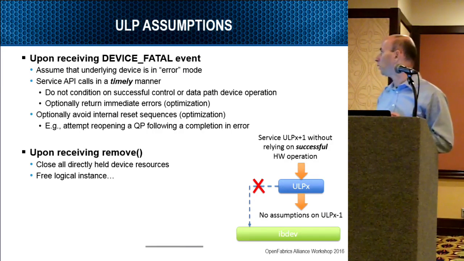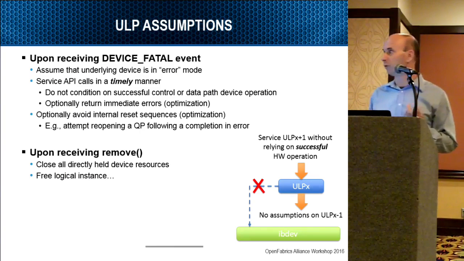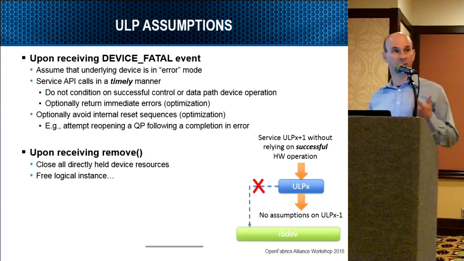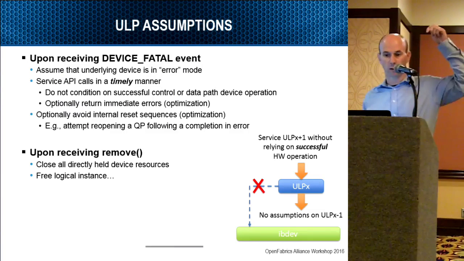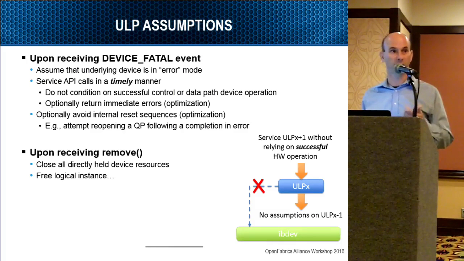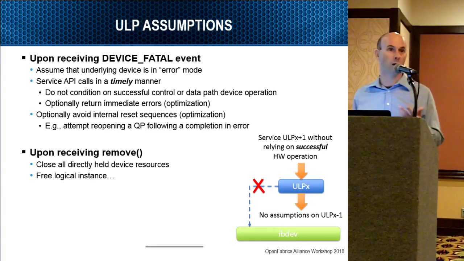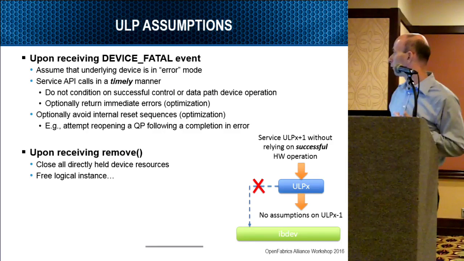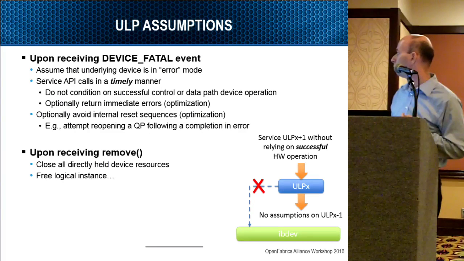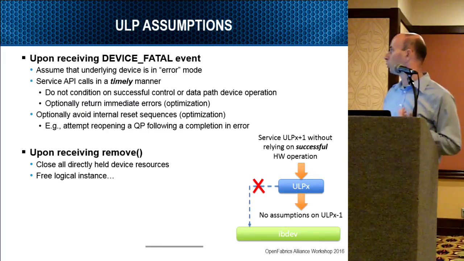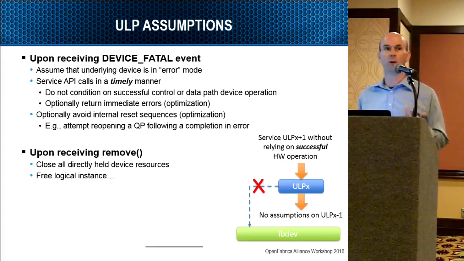So, for example, let's say that you have some incoming call that requires you to establish a new attachment to a multicast group. You can't condition the incoming call on the success of these kinds of operations because the device is in error. And if you don't return these calls, if you block, you're going to cause this flow to deadlock. So all these API calls from upper layers have to succeed, even if the hardware is not functioning. And if you do that yourself, then you don't need to make any other assumptions on ULPs at lower levels. And of course, when you receive the eventual remove call, then you just release the resources.